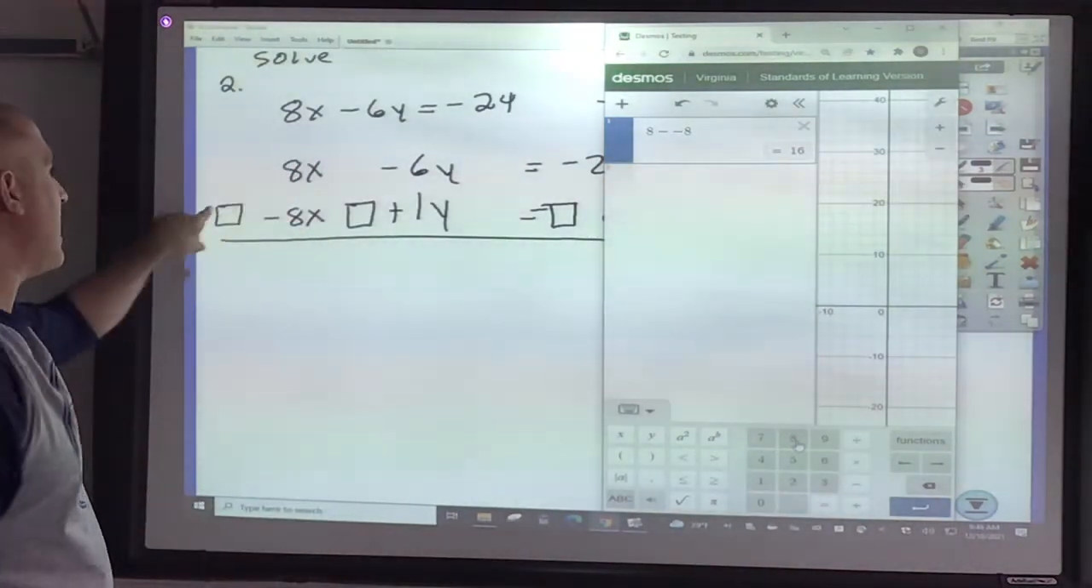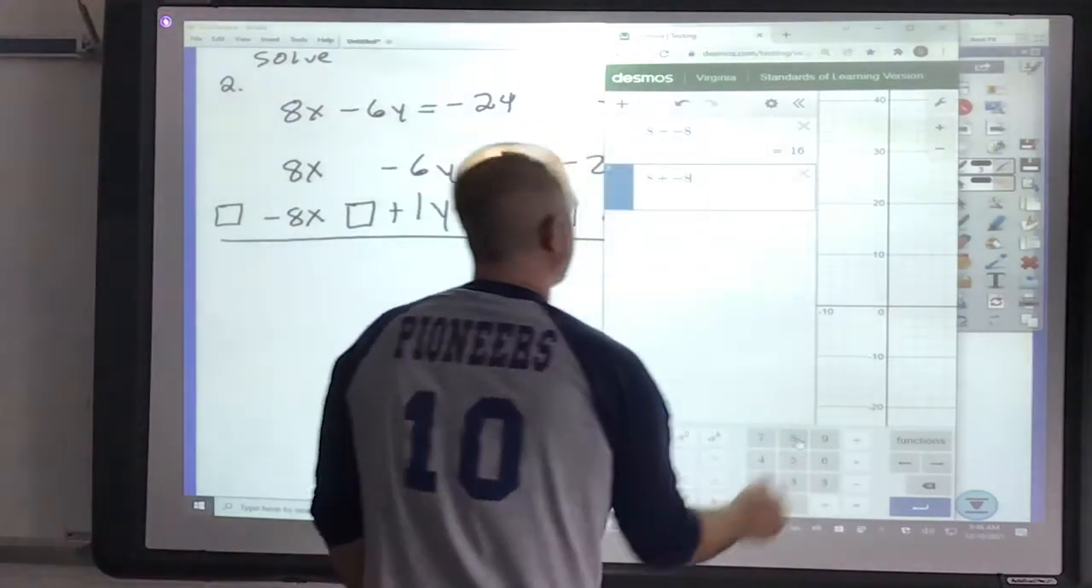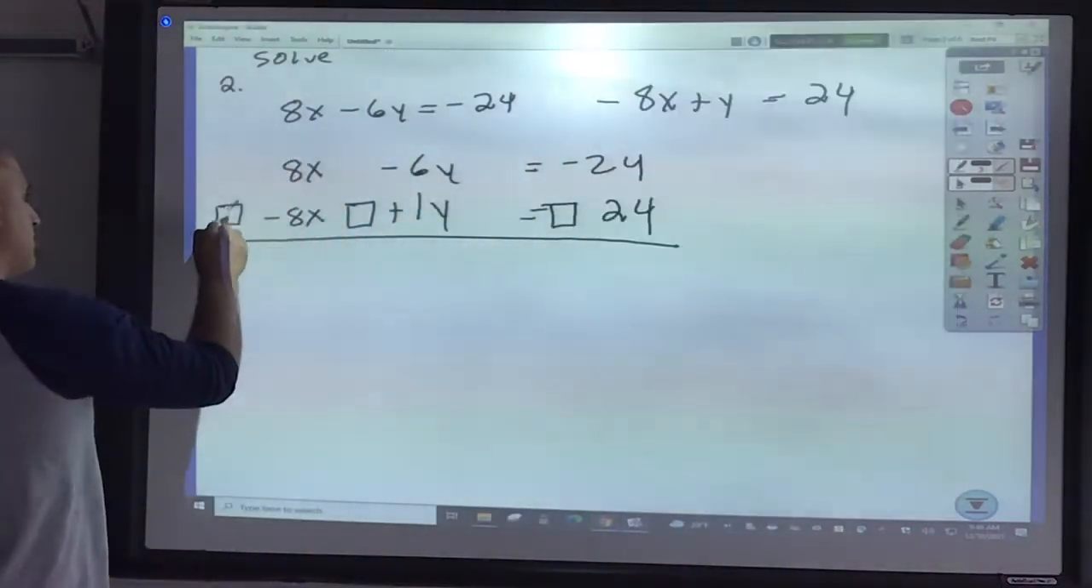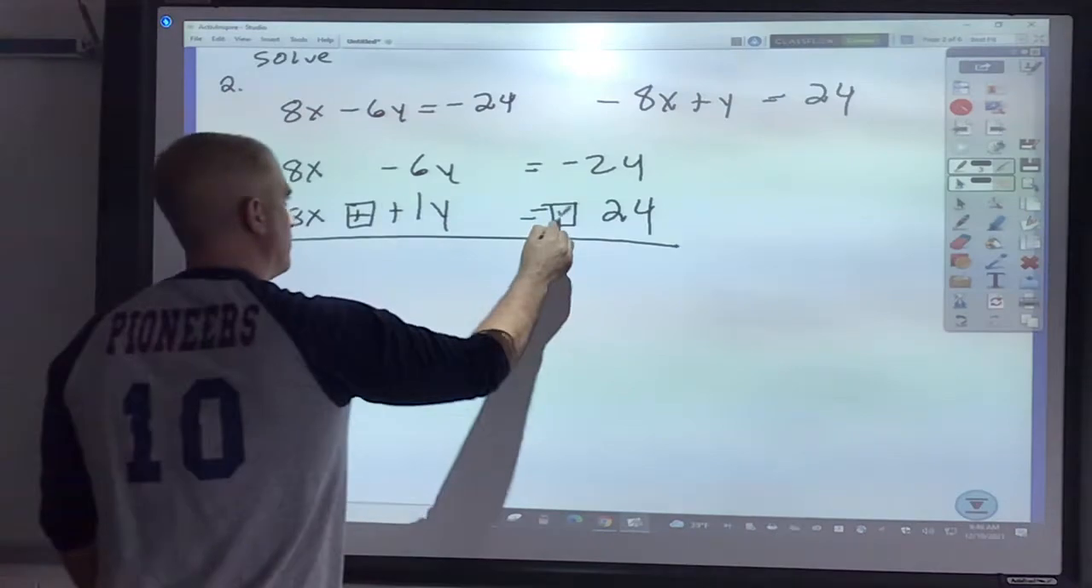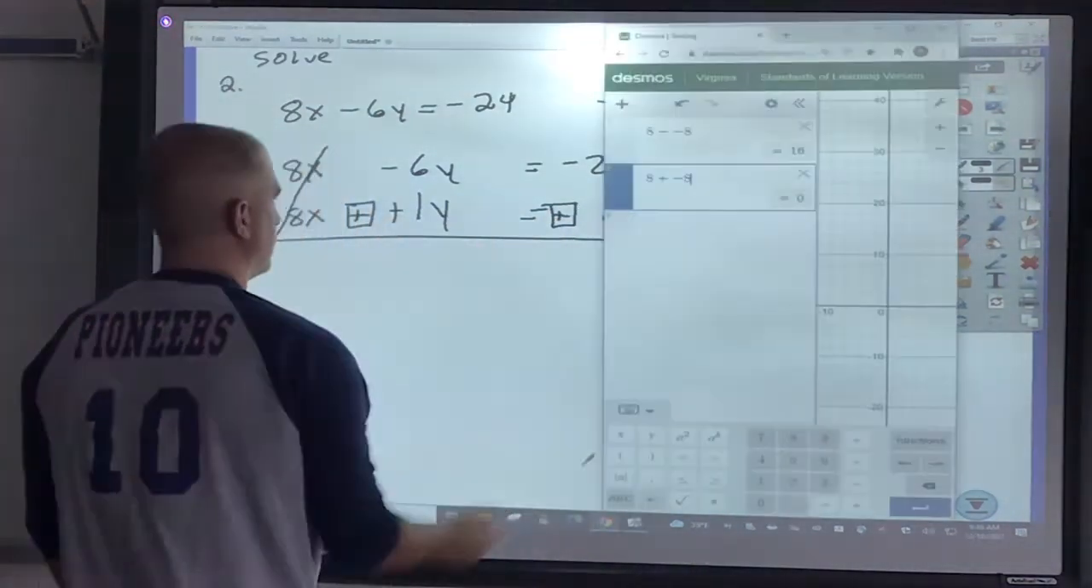That means it cannot be subtraction. Let's try 8 plus negative 8. That gets me 0, so the plus is what I want to do, okay? So that goes away, and now I'm going to figure out what that is, all right?